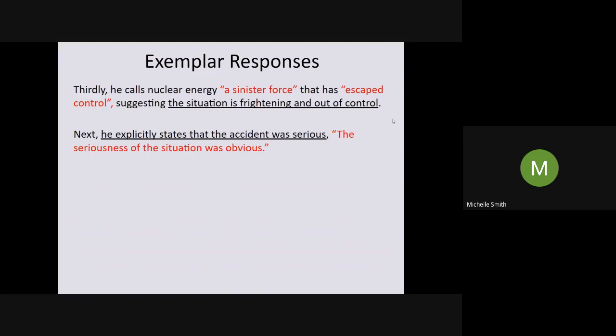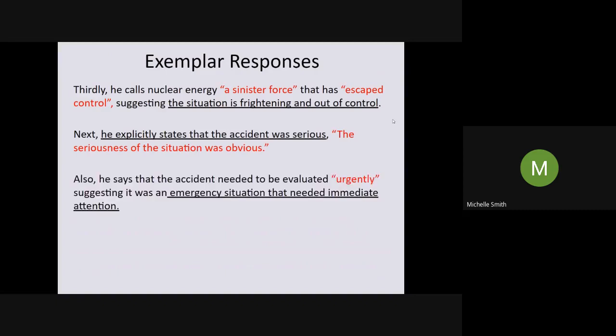Next, he explicitly states that the accident was serious. So the quote there, the seriousness of the situation was obvious. Every single person should have got that one. There is nothing to say about that one. It's so explicit. It's so obvious. Gorbachev just says the seriousness of the situation was obvious.